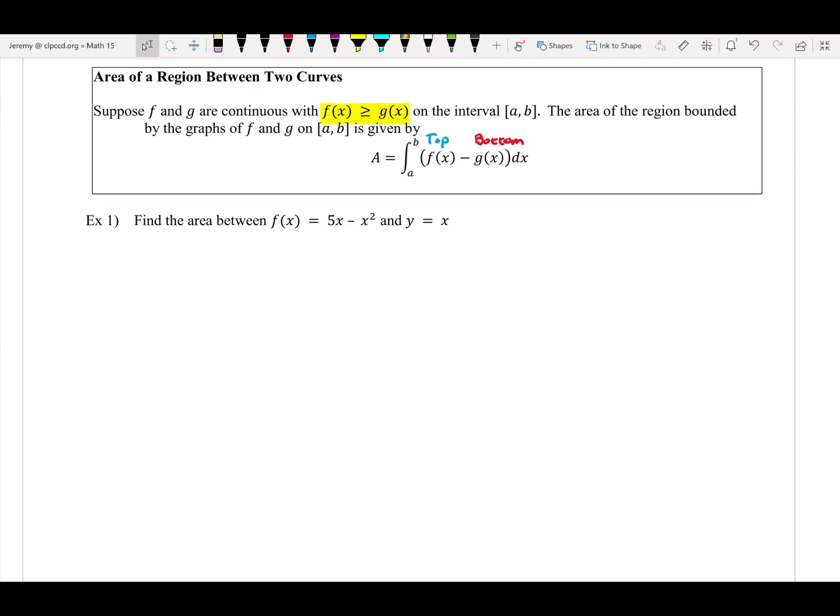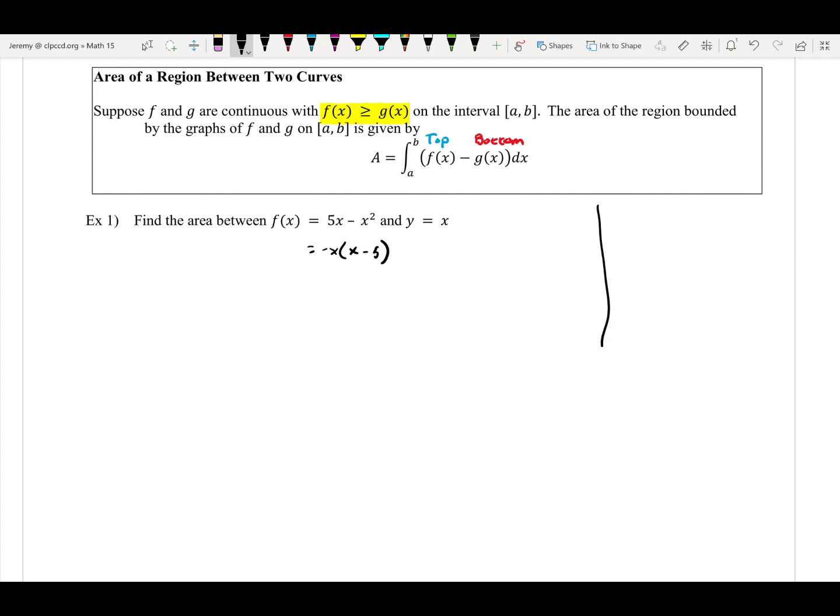So looking at example 1, we want to find the area between f of x equals 5x minus x squared and y equals x. I'll definitely do a graph for this one, and it shouldn't be too difficult. F of x is a quadratic function. We can factor this: I could factor out a negative x and rewrite this as negative x times x minus 5. And then y equals x is just a diagonal line, slope of 1, y-intercept of 0.